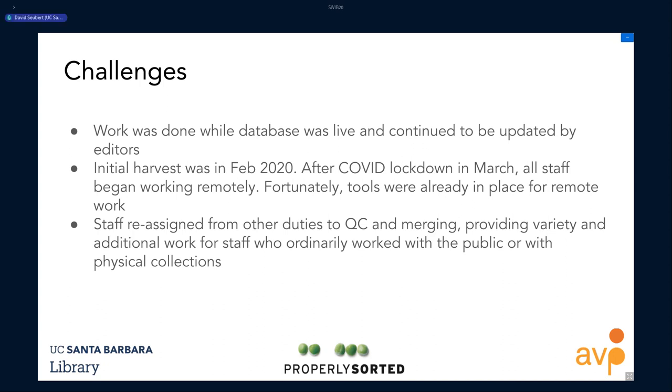So challenges, there were a number of them. As I said, we were doing all of this work, re-architecting the backend database and the web database, while we were continuing to edit data. Sean completed the initial harvest in February 2020, and then just as we were starting this, we went into lockdown in the United States, and all of my staff began working remotely. Fortunately, we already had the tools in place for everybody to work remotely, so it was a pretty seamless transition. But it did mean that we had people in the library here at UCSB who were normally doing public service work or working with physical collections, and we moved them over to working on this project because they were unable to do their other work.